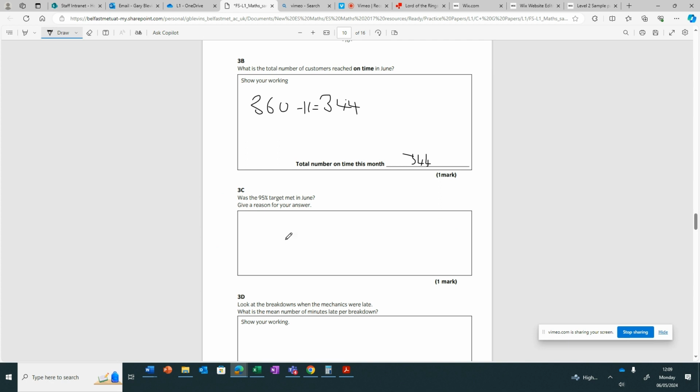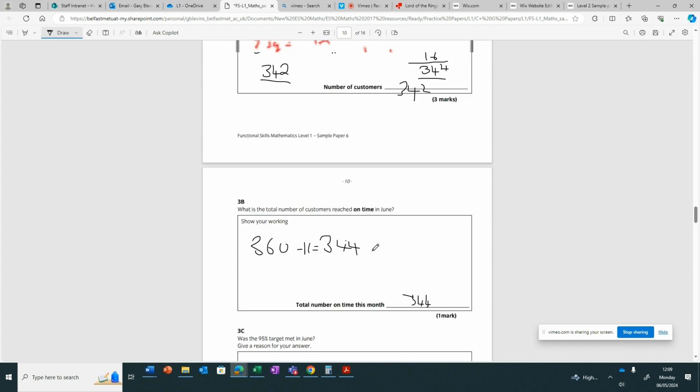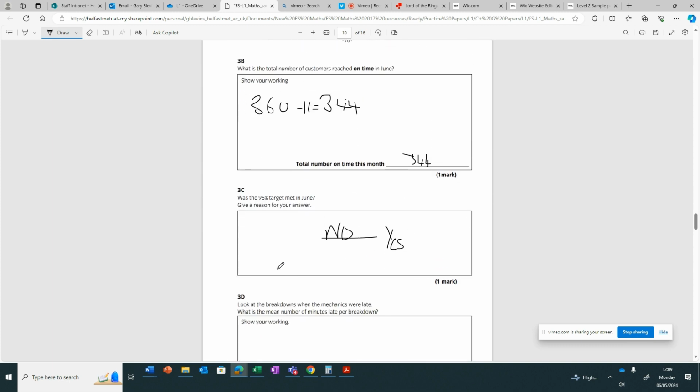Was the target met in June? Again, the answer is no. Sorry, yes, the answer is yes. Basically, the target was 342, so they wanted to get to 342 calls in time. They got to 344.